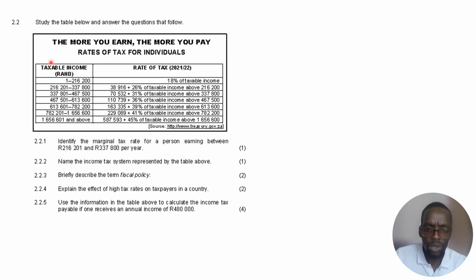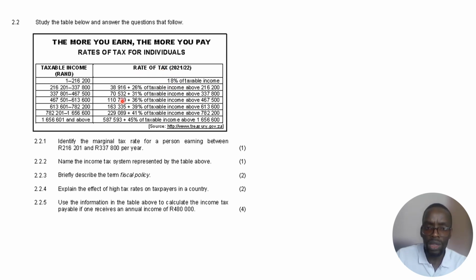If we look closely at this tax table that we have, this one that you see here is what is called a tax table. In other words, it shows us the relationship that exists between taxable income and the tax that is supposed to be paid.